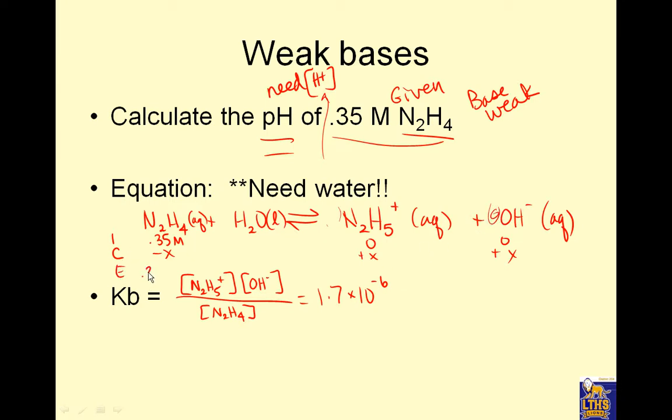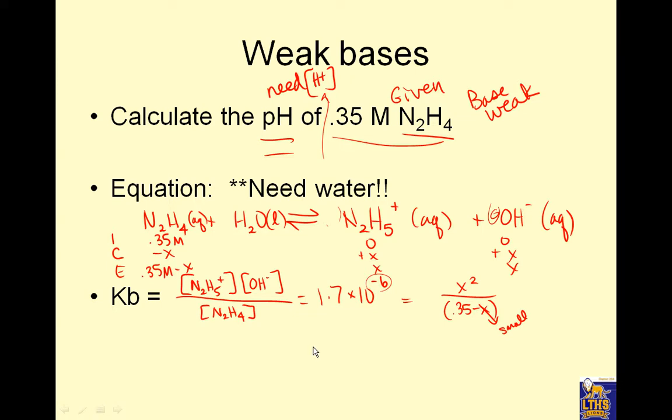And then, so at equilibrium, we're going to have 0.35 molar minus x. It's going to be equal to x times x. So let's plug it in. We have x squared over 0.35 molar minus x. Now, this is to the negative 6. This is to the negative first. That's a big difference. That's like 10,000 times different, right? An order of magnitude of 5. So we can assume this x is small and not use it when we're solving.